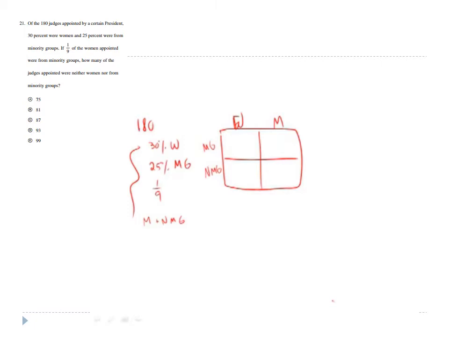Okay, 30% are women. 30% of 180 is 54. 3 times 18, 54. Cut off both zeros. Quick and easy way of doing it. Okay, so 54 women total means there's 126 men left because there's 180 total.